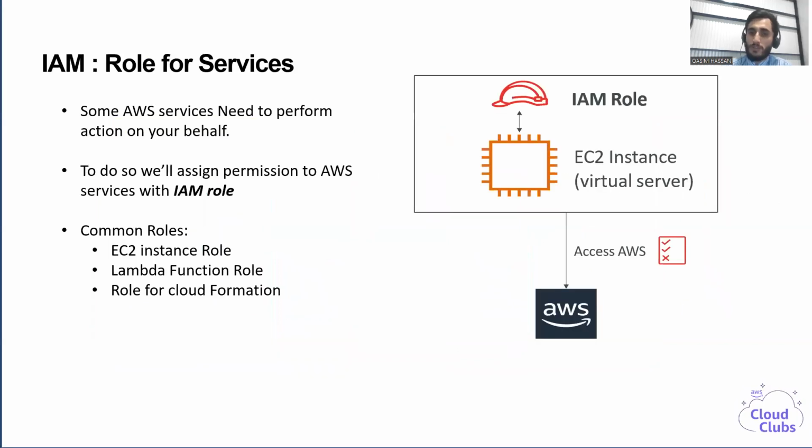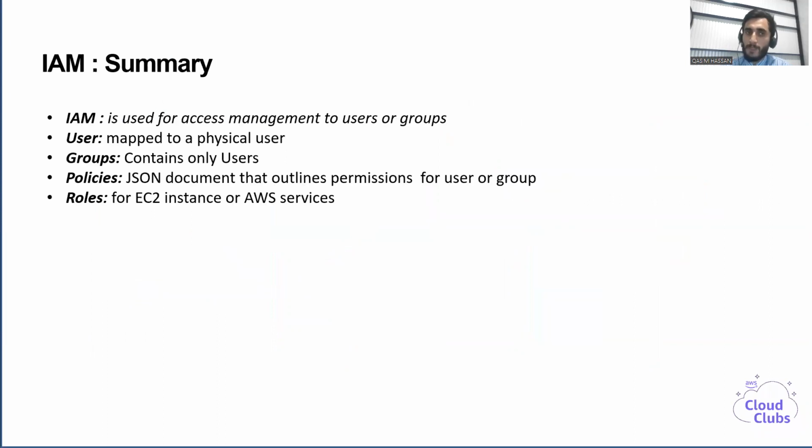Let's talk about roles. In AWS, there are some services that need to perform actions on your behalf. To do so, we will assign permissions to AWS services with an IAM role. Common roles are the EC2 instance role, Lambda function roles, and roles for CloudFormation.